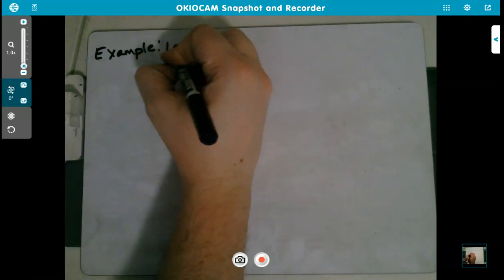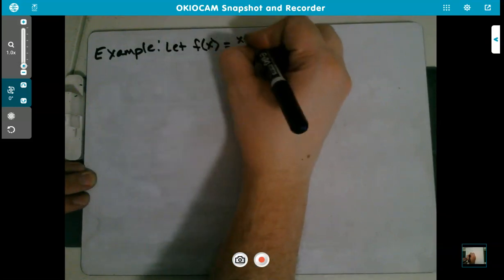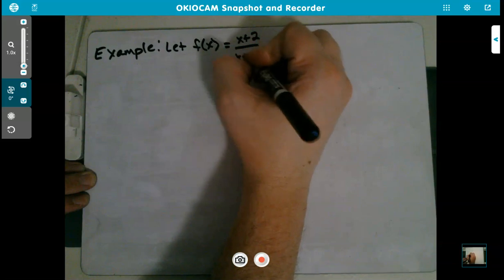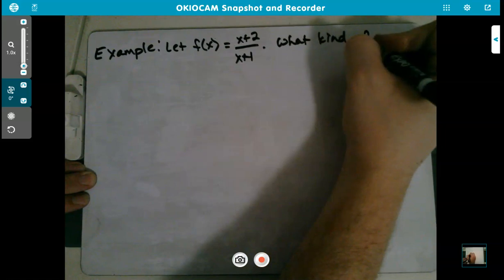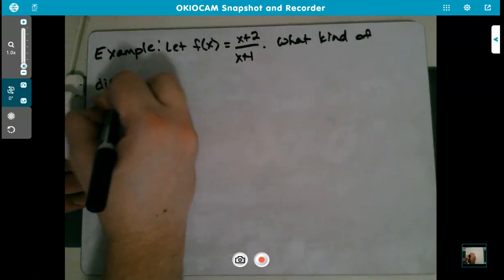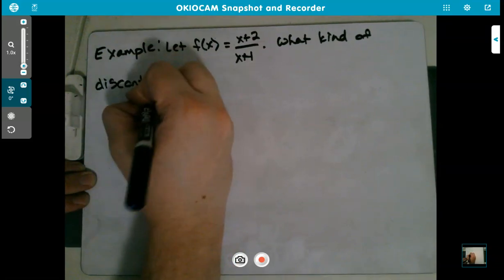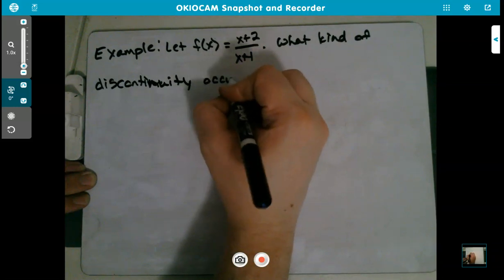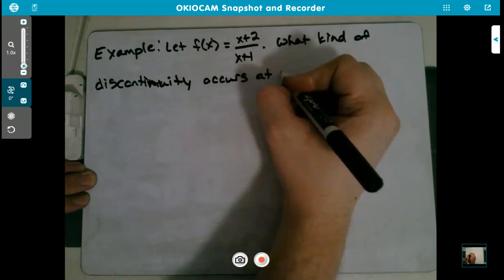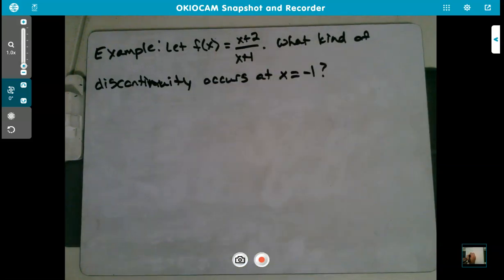Let f of x be equal to x plus 2 over x plus 1. What kind of discontinuity? I don't know why I'm having such a hard time with that word. The discontinuity occurs at x equals negative 1. I want to know what kind happens at x equals negative 1.